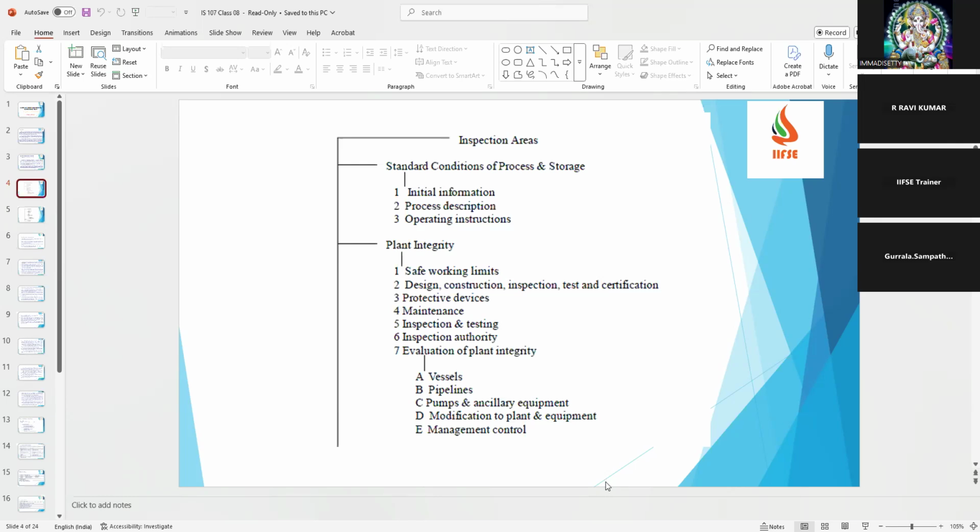We'll also look for the intended design and also the construction. We look for MOCs, Material of Construction, and inspection. What is the inspection cycle, inspection frequency, which is suggested by the OEM or the machine supplier? And testing and certifications. Is there any testing required for these equipments or instruments as part of a legal requirement?